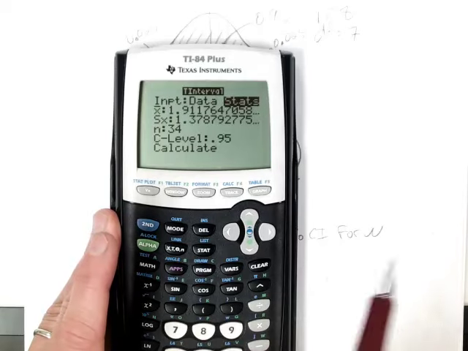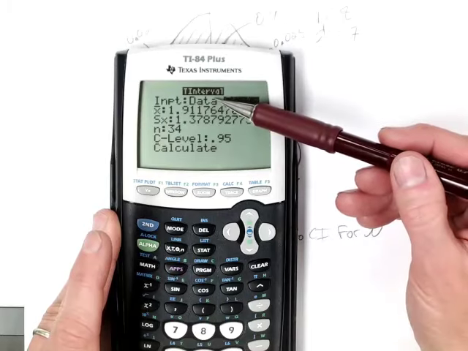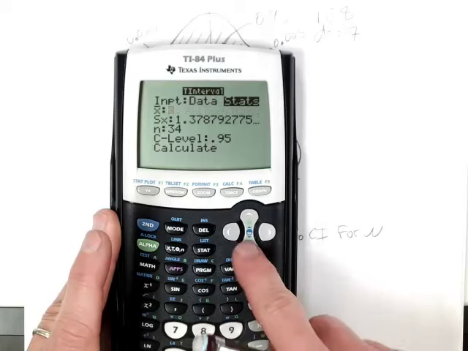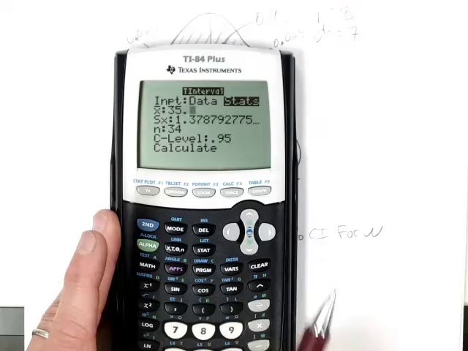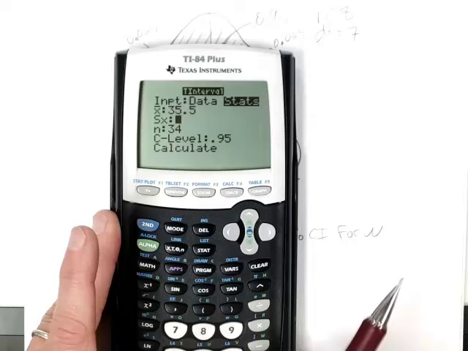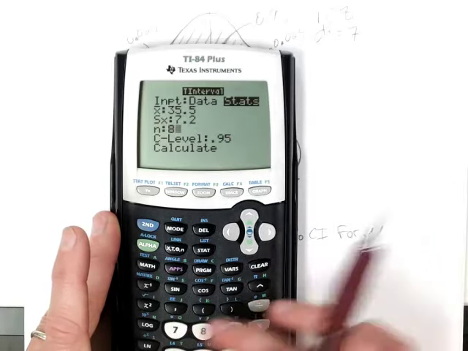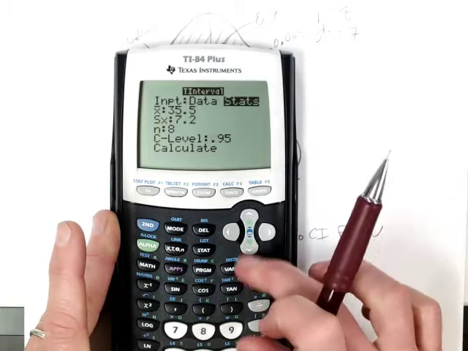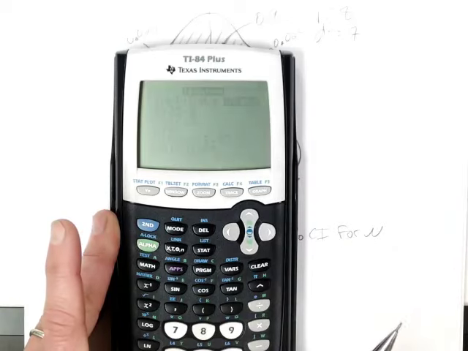And I either have the summary statistics, which is what I have for this problem, or I'd have the raw data in a list, which I don't have for this problem. So I've got a bunch of old stuff in here. I can clear it out. Okay, so my sample mean was 35.5. And my sample standard deviation is 7.2. My sample size was 8. And I can change my level of confidence if I want to. But this problem asks for a 95% level of confidence. Then I'm going to press calculate.